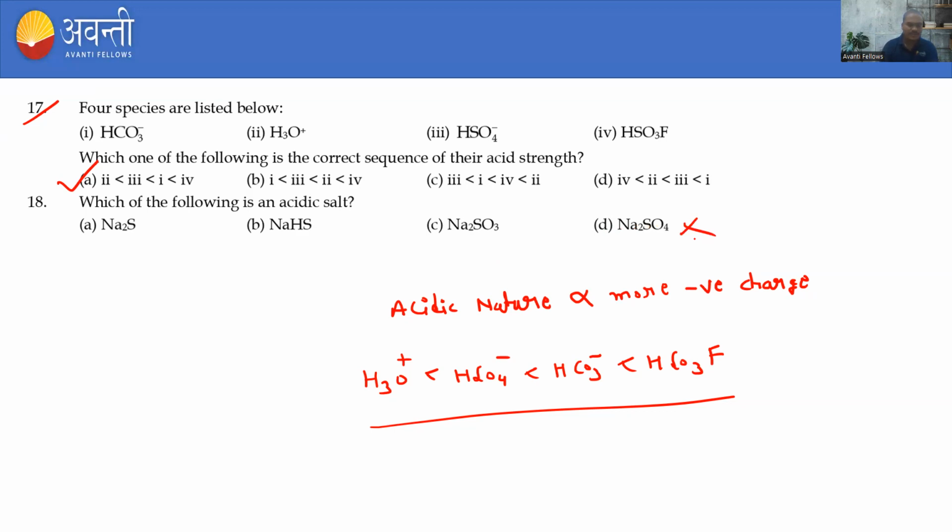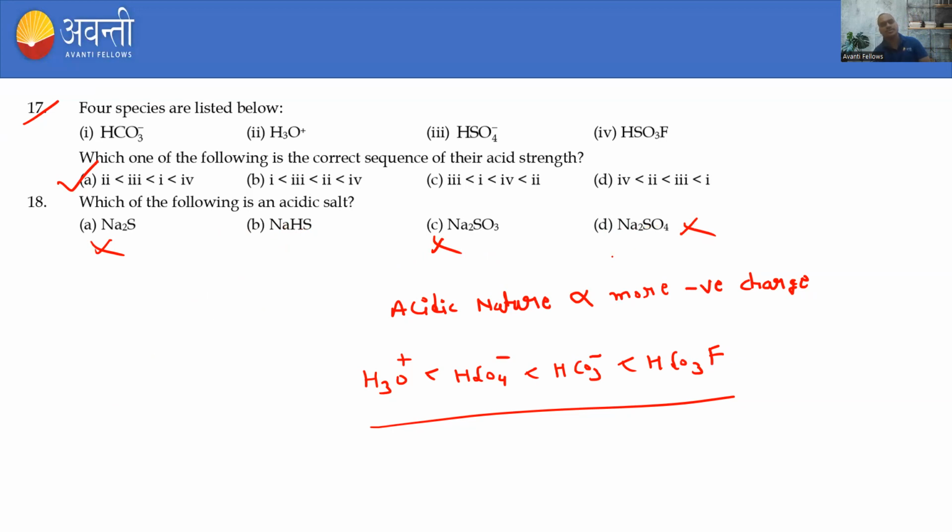So skip this one. Now the next is NaHSO3, an acidic salt. Why NaHSO3? And the next is NaHS, Na2S. So Na2S is a weak acid, so this is also not true. Next is Na2SO3. Na2SO3 is a weak acid again, so this is also not true.